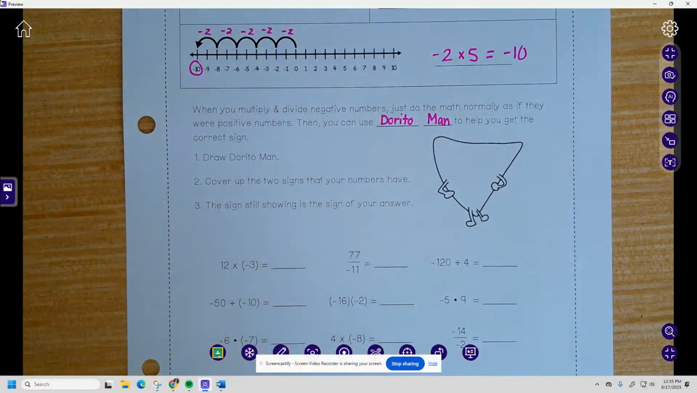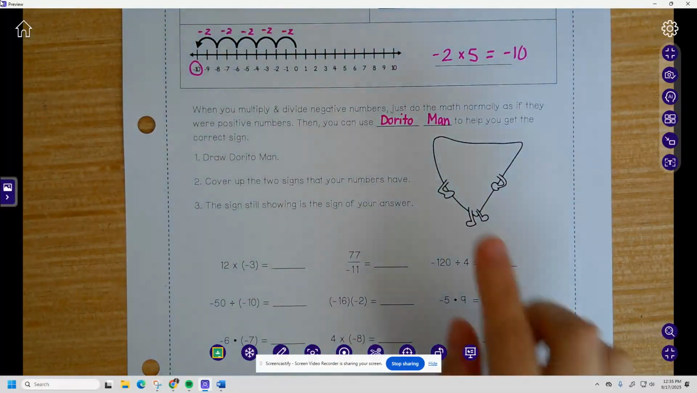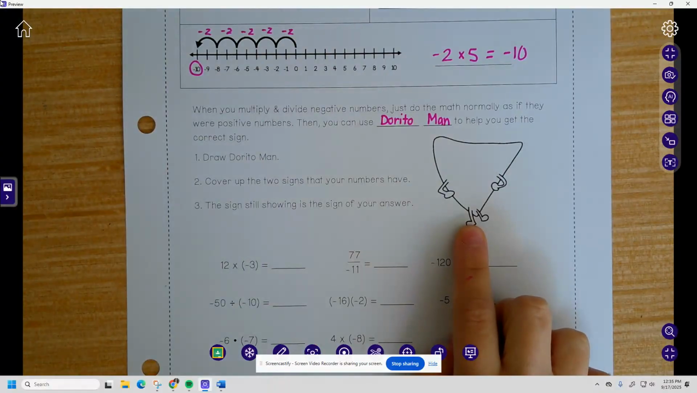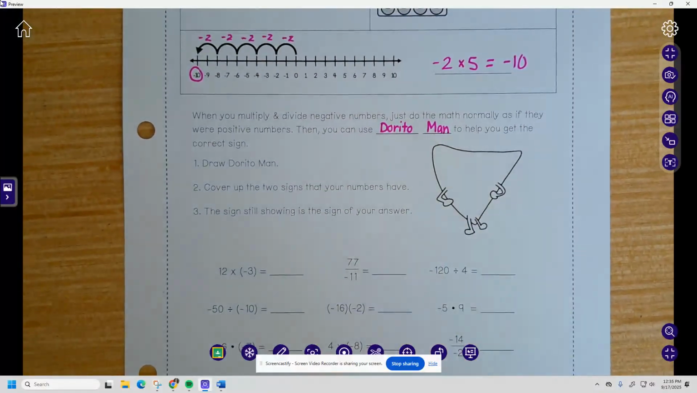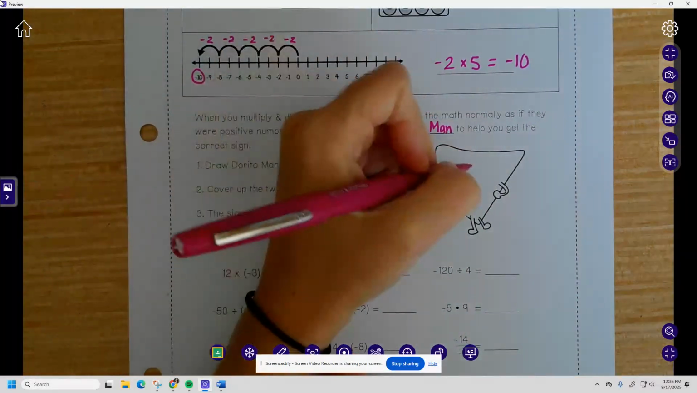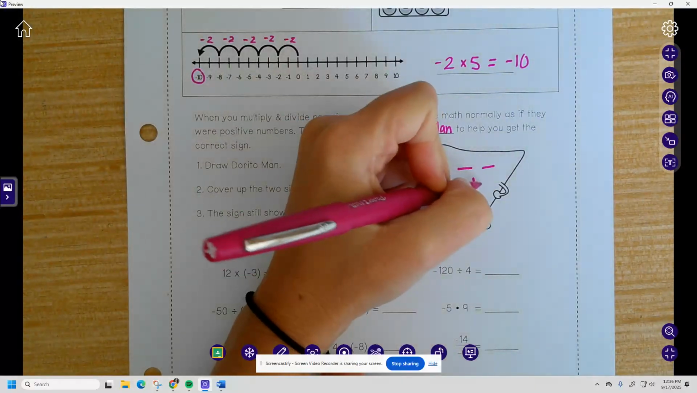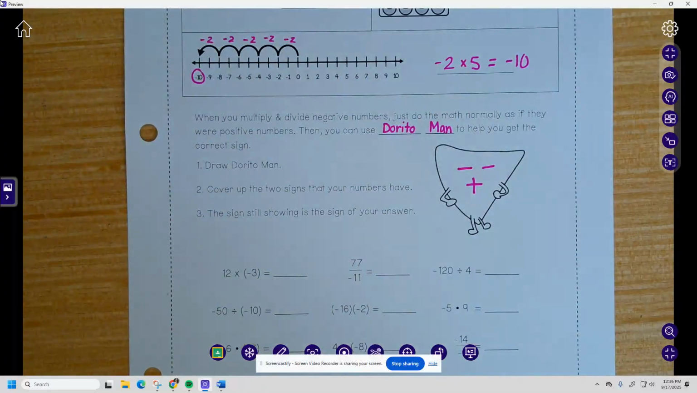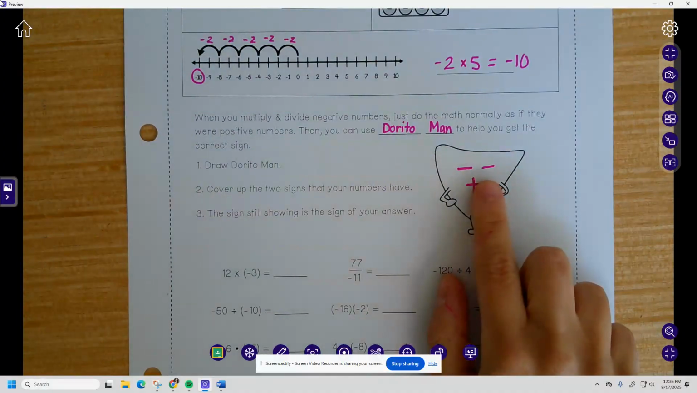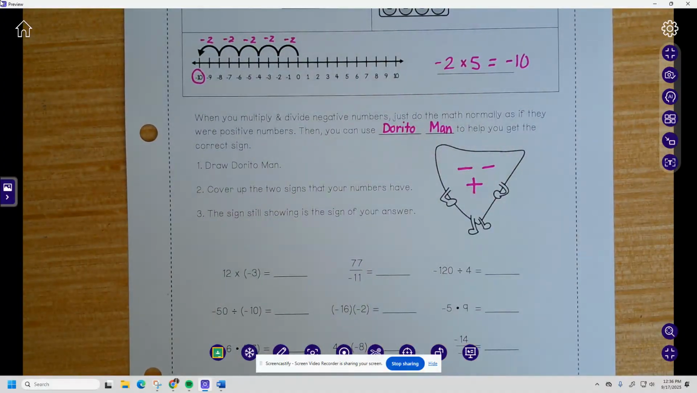This will be fun. We got Dorito Man who's going to help us get the correct sign. So you're probably wondering what this is. This is Dorito Man. So he is a Dorito. I like to think he's a Cool Ranch Dorito, but that's just me. And we are going to fill in his face, which looks like this. He's kind of interesting looking. He's got negative signs for eyes and a positive sign for a mouth.